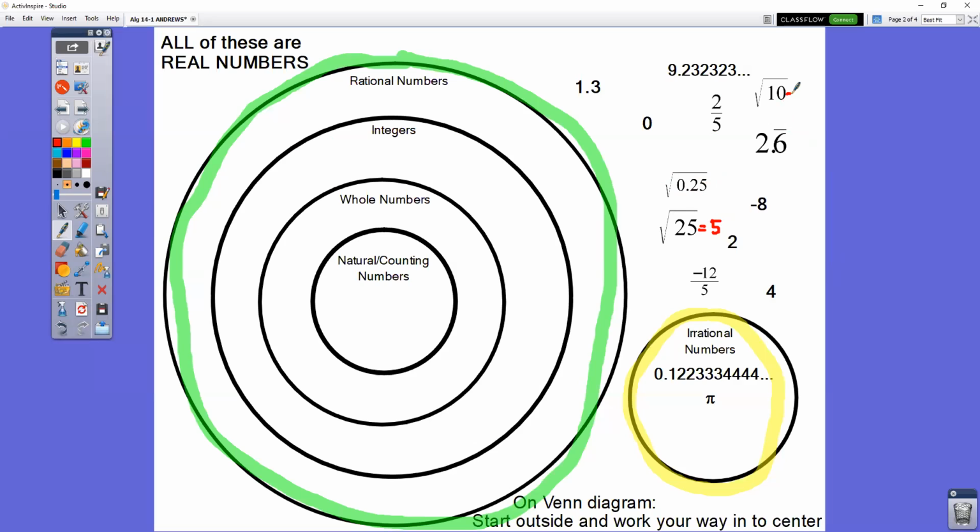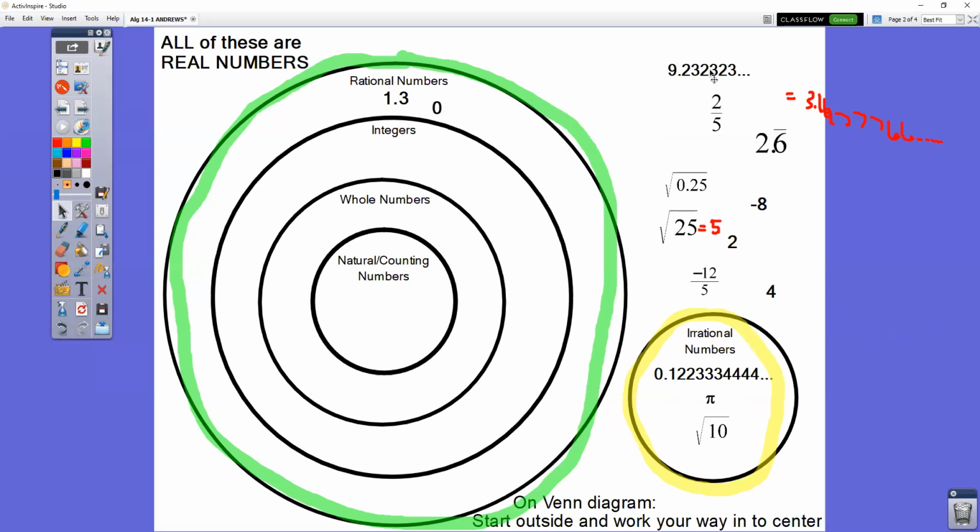The square root of 10, all right? The square root of 10 is a big, long, ugly decimal. It is 3.16227 blah, blah, blah. It keeps on going on forever and ever and ever. The square root of 10 is an irrational number. So all of these other ones have to be rational.